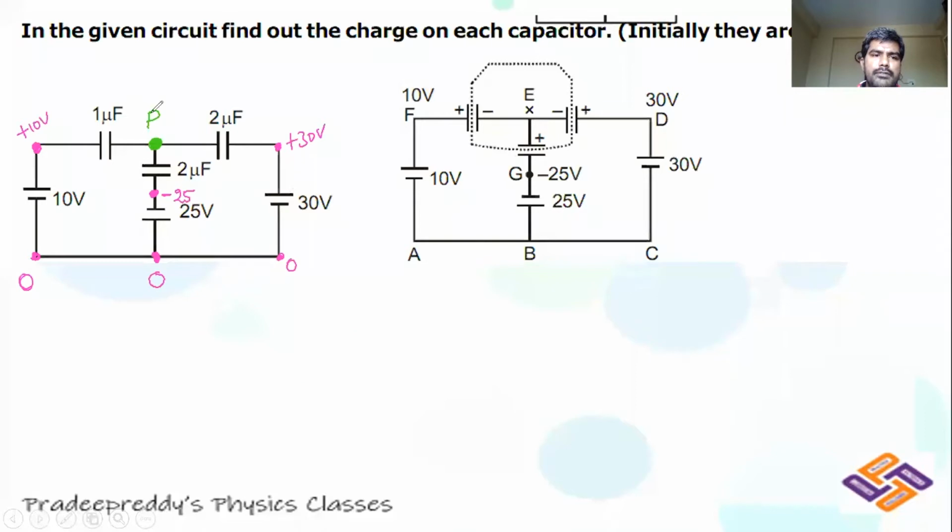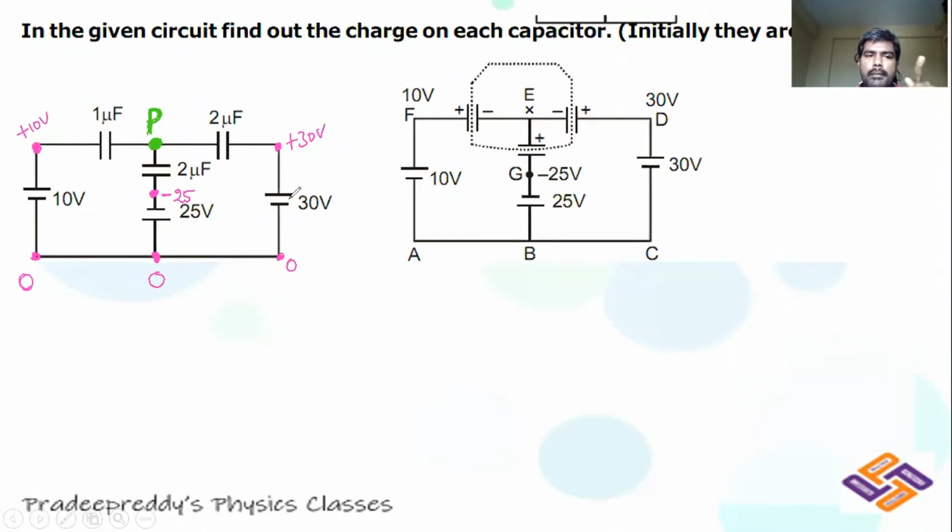I am considering this potential as P, because at this point there is no given potential. If this potential is P, I do not know whether it is greater or smaller. It can be greater than 10 volt, or it can be less than 25 volt, or it can be more than 30 volt. I do not know what potential it is.